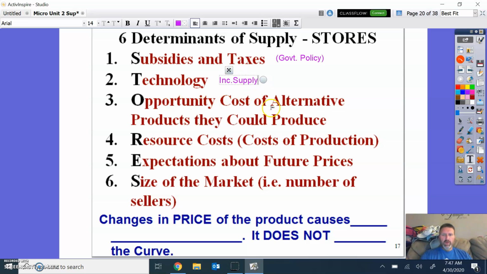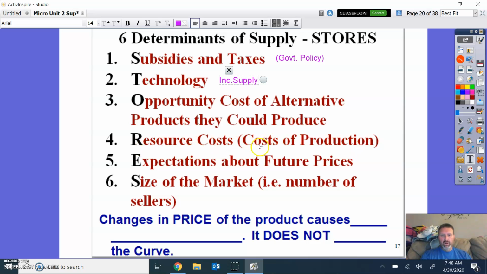Okay, the opportunity cost of alternative products they could produce. For instance, say you own a pizza store, and you make your own dough. Well, if all of a sudden it becomes really expensive to make pizza, but it's a lot cheaper to make bread, then maybe you convert from being a pizza shop to a bread shop. And when you do that, you would lower the supply of pizza and increase the supply of bread. That's just one of those things that could happen.